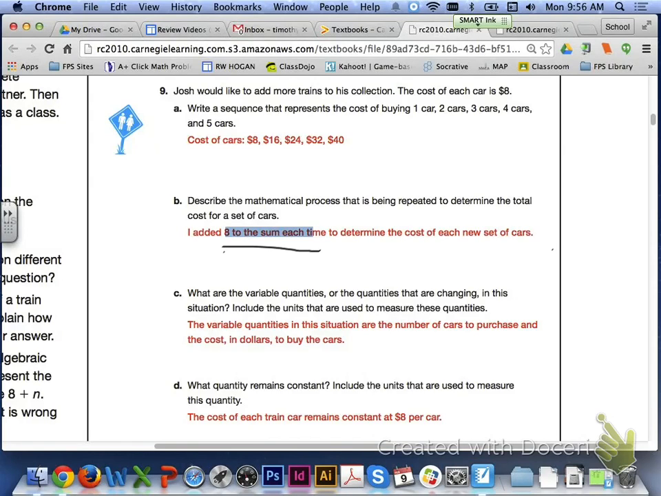For letter C, what are the variable quantities or the quantities that are changing? In this particular situation, it's the number of cars to purchase and the cost in dollars in order to buy the cars that are changing each time. For letter D, the quantity that is remaining the same, or the constant, is going to be the cost of each train car, which is $8 per car.